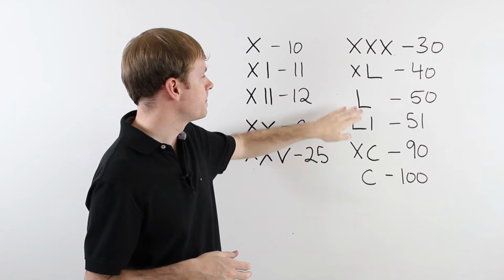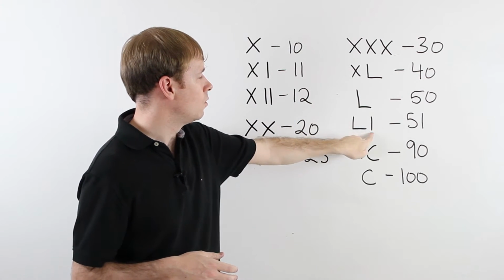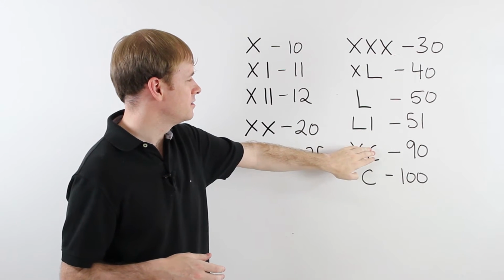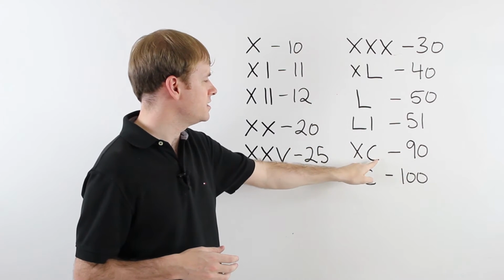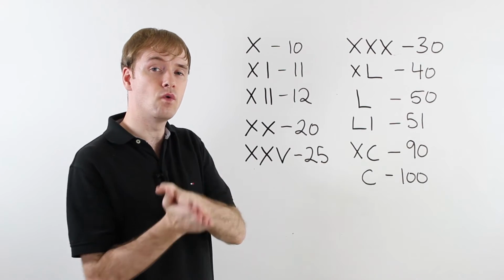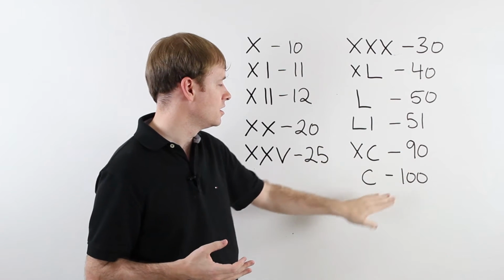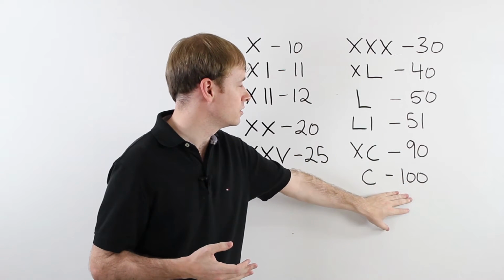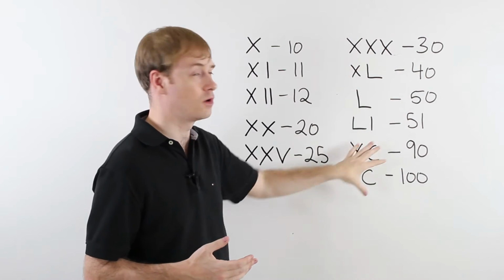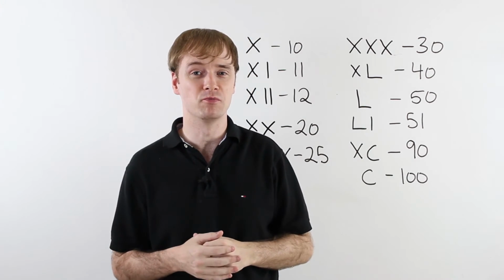10 before 50. L is 50, LI, 51. XC is 90. Well, what is C? C is 100. So X is 10 before 100. So 10 before 100 is 90. And of course, C, 100. Okay, so again, these ones are not so common, so you don't have to worry about this so much. But anyway, let's continue to some bigger Roman numerals.